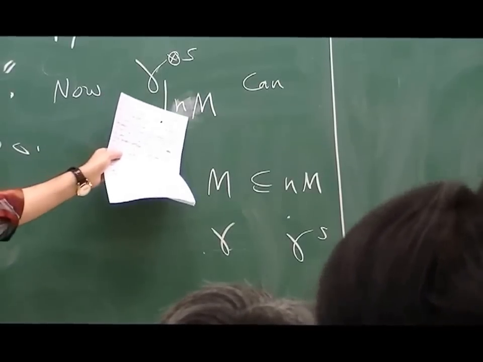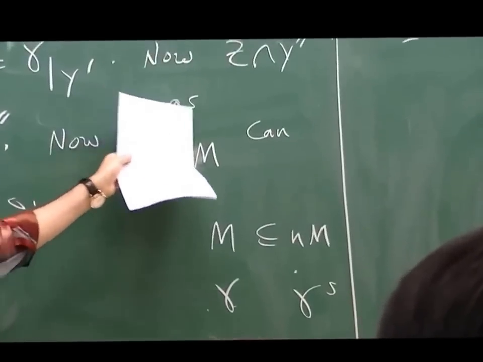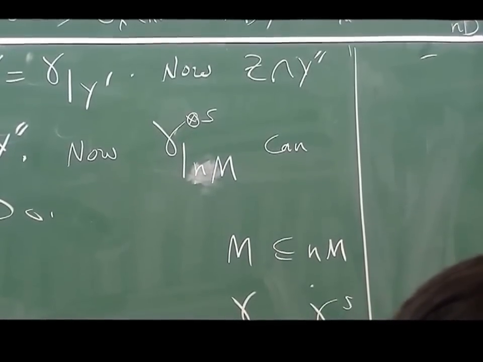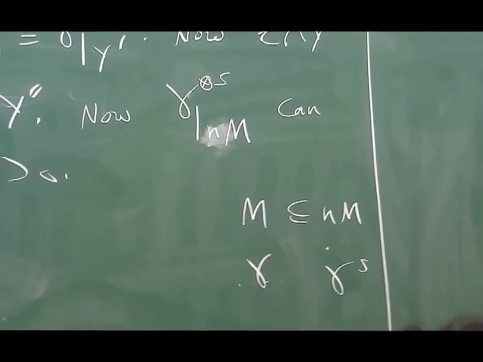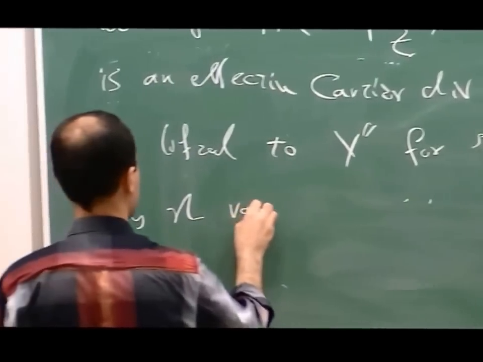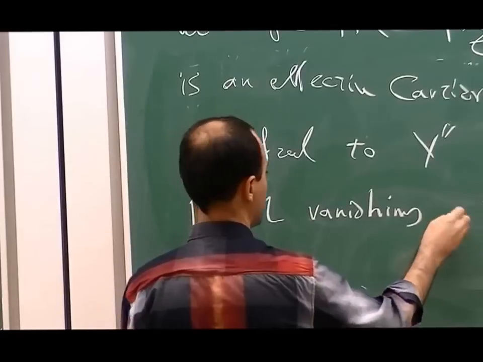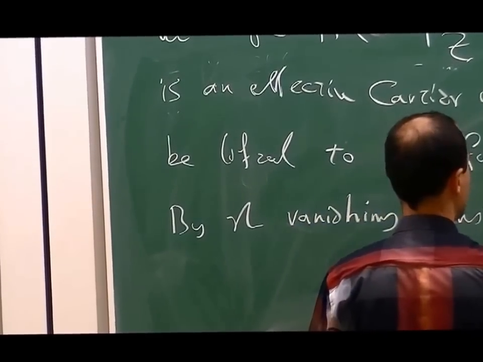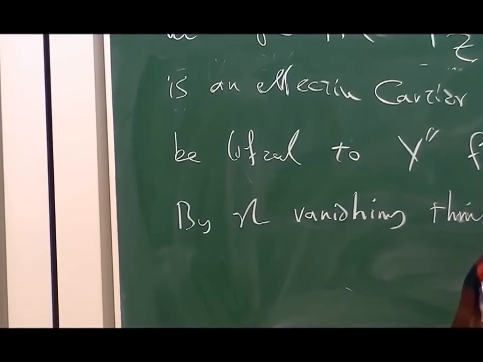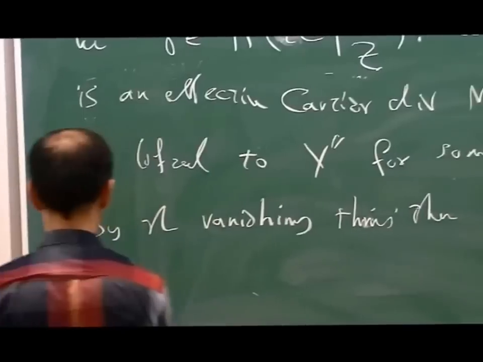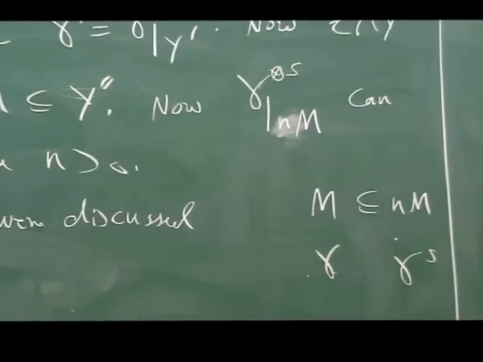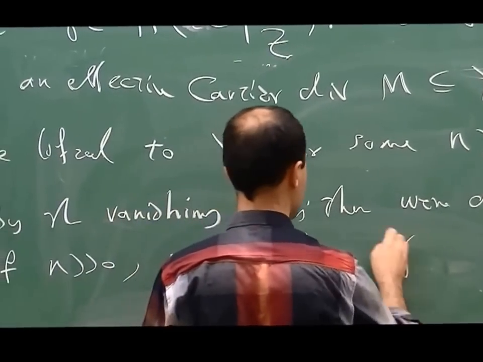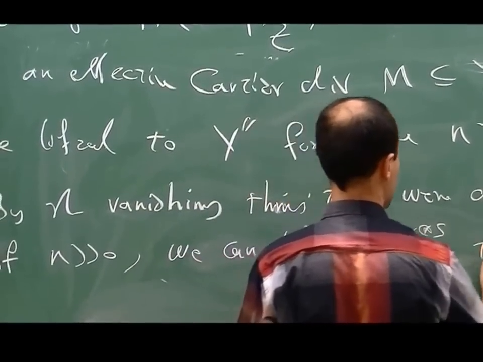But on the other hand, I can choose the n so that any section on n times M can be, by the vanishing that I discussed, lifted to the whole Y double prime. So by the vanishing theorem that I discussed, if n is sufficiently large, we can lift the section gamma to the whole space.